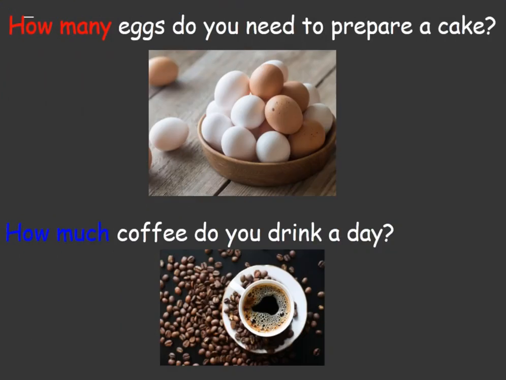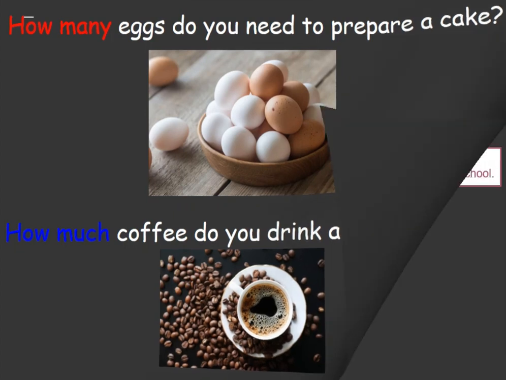Let's make a comparison between how many and how much to get it more clear. How many eggs do you need to prepare a cake? So I can count the eggs and tell you, for example, 2 eggs, 3 eggs, and so on. But how much coffee do you drink a day? Can I count the coffee itself? No, it's uncountable nouns. So I can say I can drink a cup of coffee, or 2 cups of coffee, or 3 cups of coffee, and so on. So I can't count the coffee itself because it's uncountable.